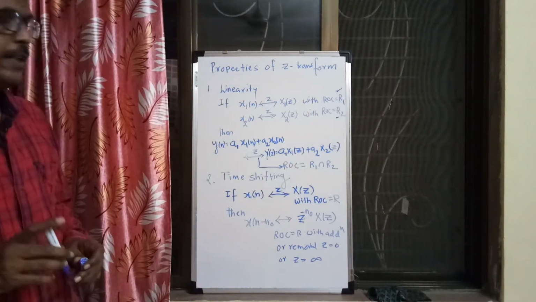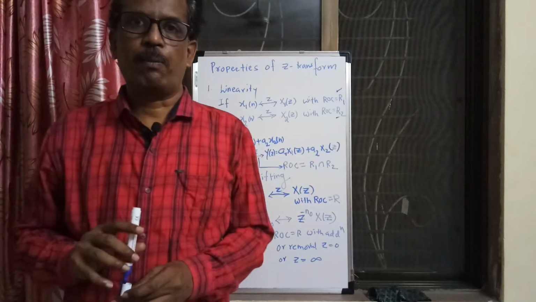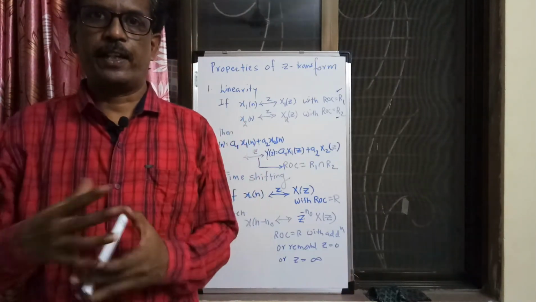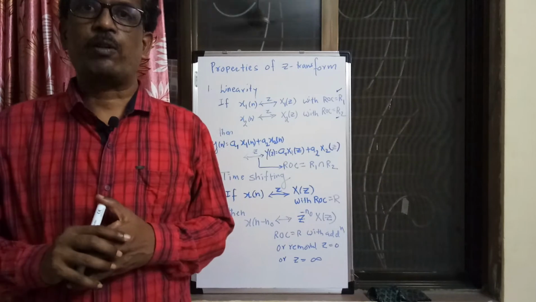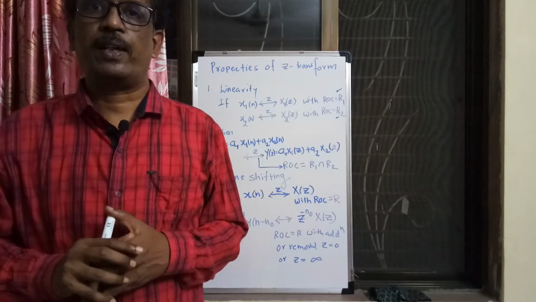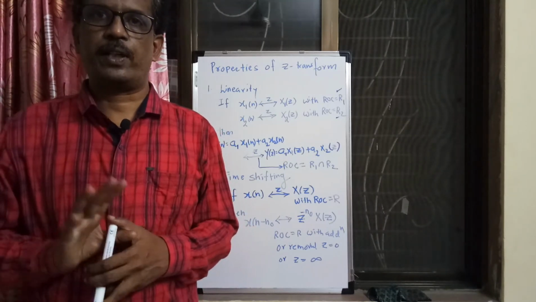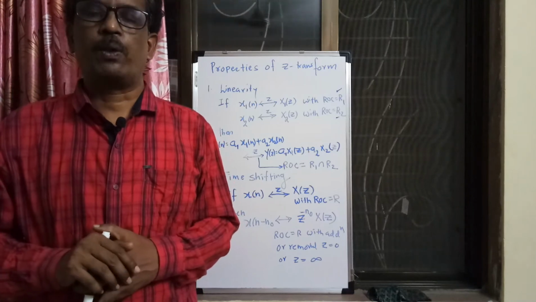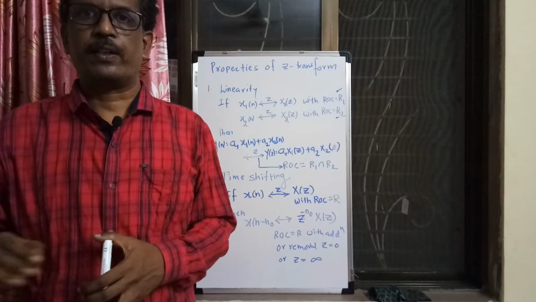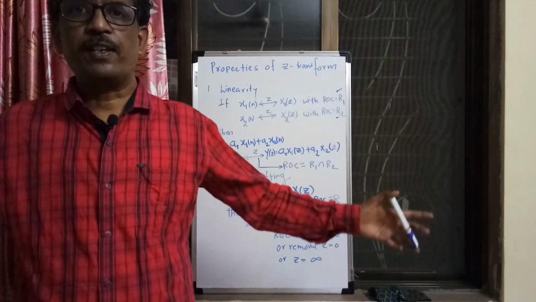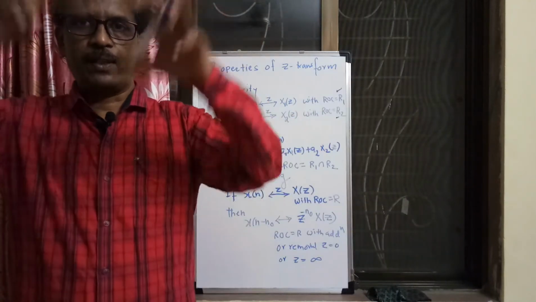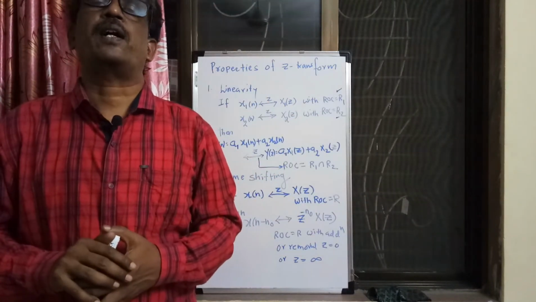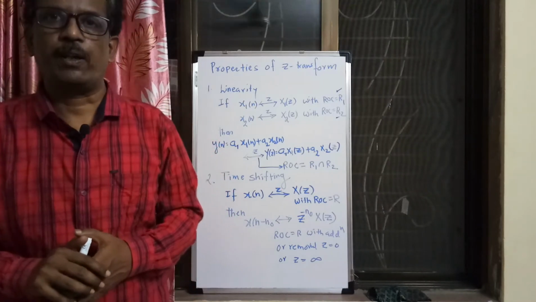So the linearity property states that if you combine signals in a linear fashion, a linear combination of signals in the time domain is equivalent to a linear combination of their Z transforms in the Z domain, and there is an intersection of ROCs. If you have n signals, there will be n ROCs, and there is an intersection of all n ROCs. This is the linearity property of the Z transform.